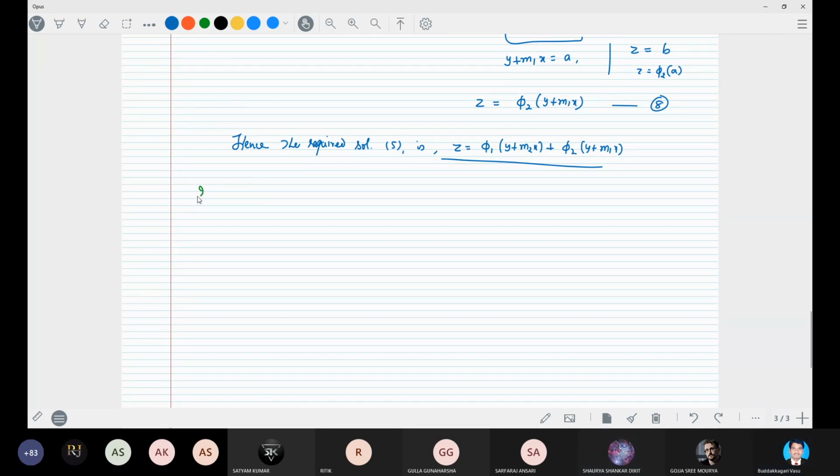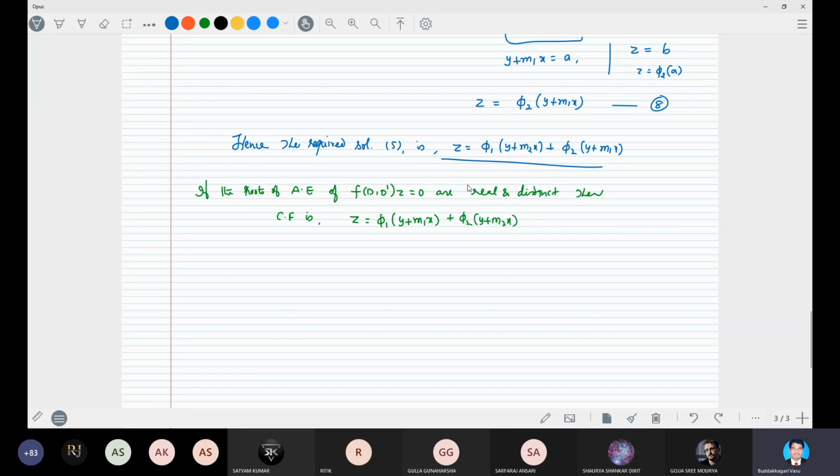If the roots of the auxiliary equation f of D, D dash into z is equal to 0 are real and distinct, then the complementary function for that particular equation is, in general, z is equal to phi 1 of (y plus m1x) plus phi 2 of (y plus m2x), right?